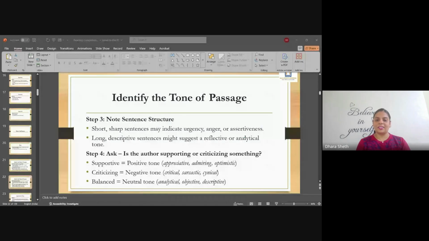Step 4, ask. Is the author supporting or criticizing something? Is he or she supporting something? Or are they criticizing something? So when they are supportive or there is positive tone, it would look like they are appreciating or admiring something, or they are optimistic about the outcome, that something good will happen. There is a possibility of something good happening, or whatever was done was good, or whatever happened was a great thing.